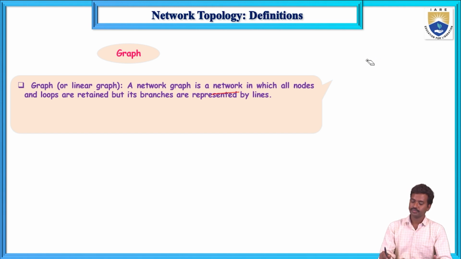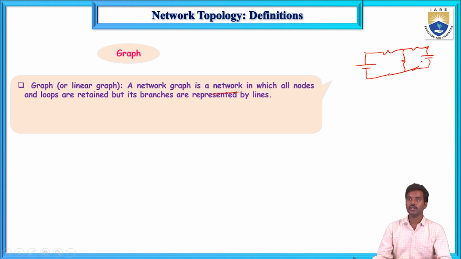Now here this is the circuit, with V1, V2, R1, R2, and R3. I am taking a two loop circuit. First, let us convert this network into a graph. So this is the graph.